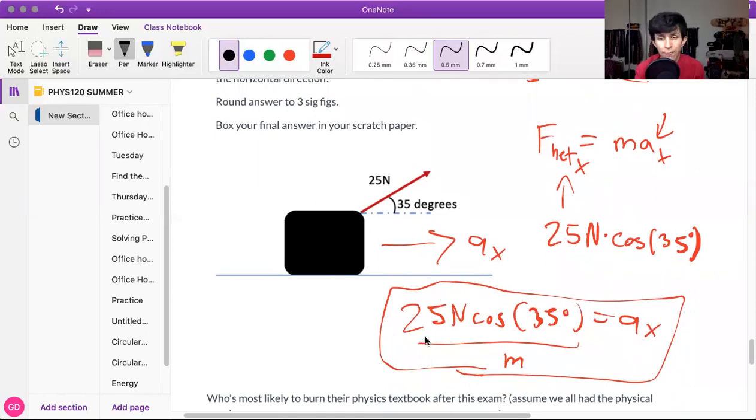That's all. You only focus on one axis. You don't have to worry about the y because you're only finding the acceleration and you only have one unknown. You don't have more than one unknown.